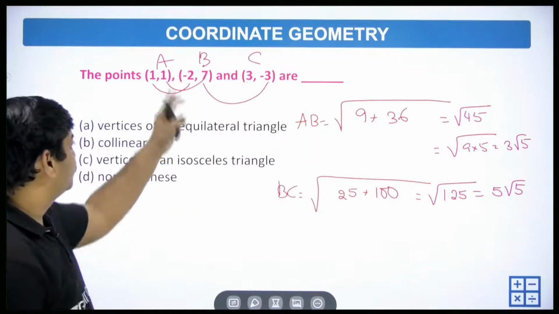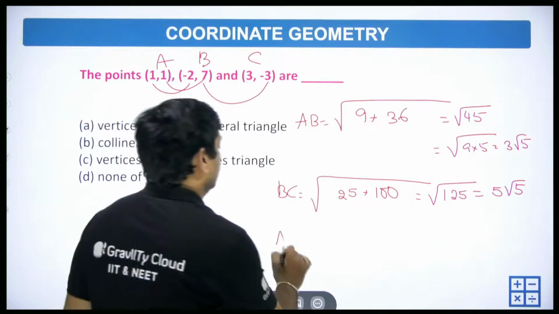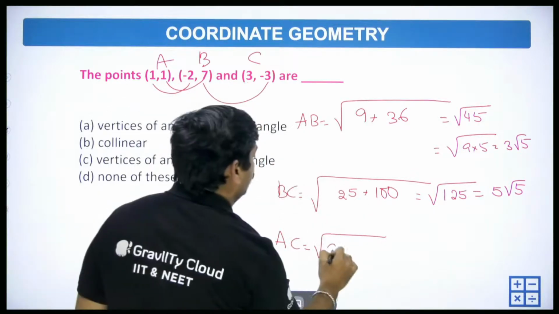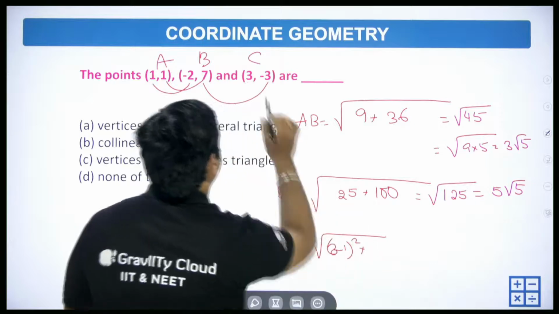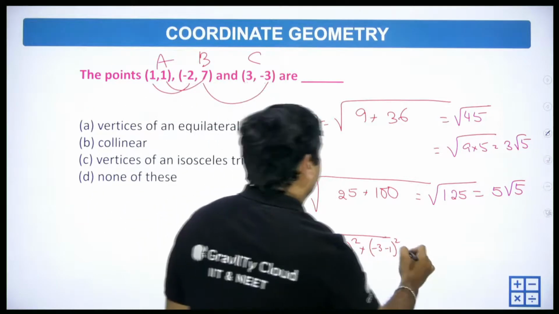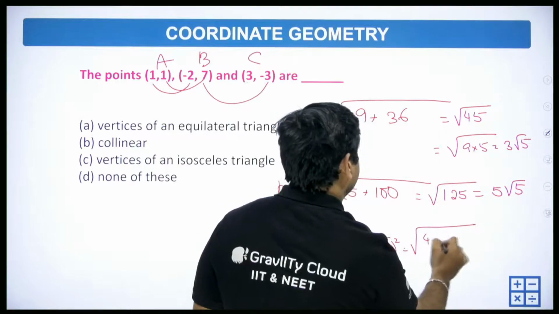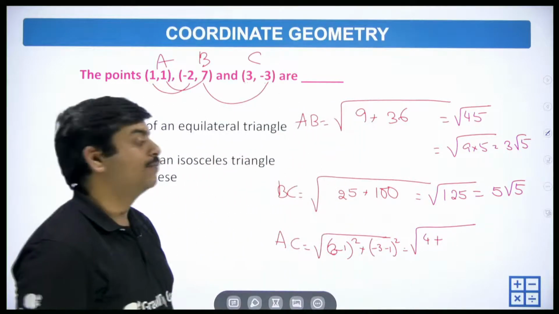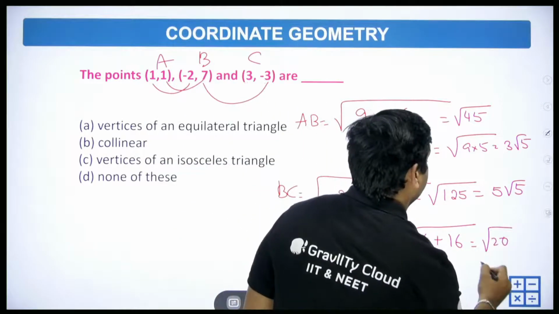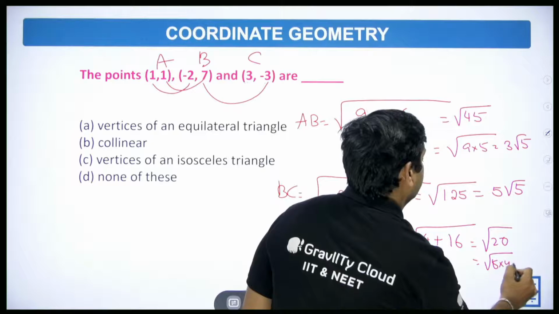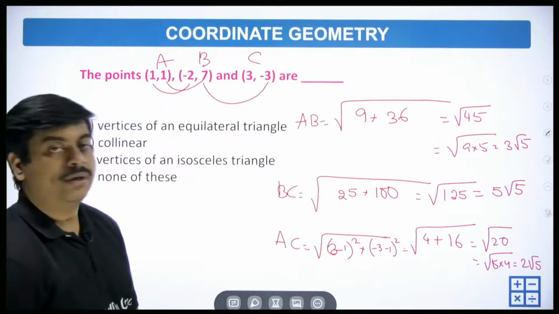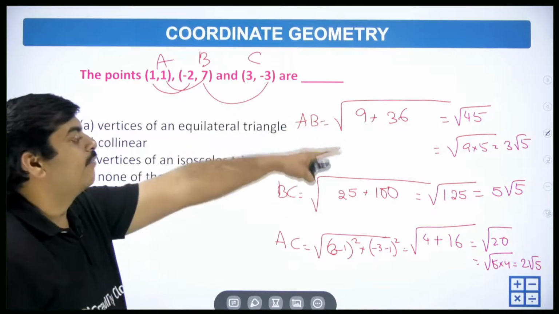Okay. The next, AC, is equal to root over (x2 minus x1) whole square, (3 minus 1) whole square, plus (y2 minus y1) whole square, (minus 3 minus 1) whole square. 3 minus 1 is 2, 2 square is 4, plus minus 3 minus 1 is minus 4. Minus 4 square is 16. 16 plus 4 is root 20. Root 20 which is the root of 5 into 4 which is 2 root 5. Okay. So 3 root 5, 5 root 5 and 2 root 5.